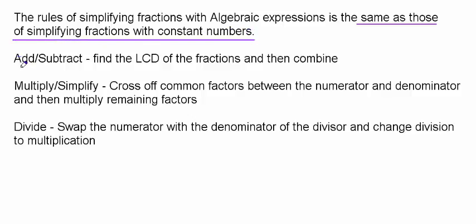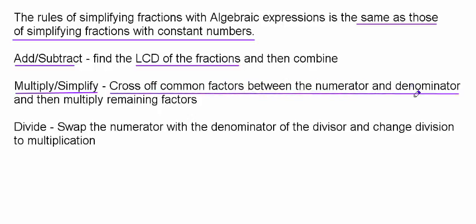To add or subtract, you find the LCD, or the least common denominator, of the fractions, and then just combine them in the end when you have all of them on the same common denominator, just like you would do with normal numbers. To multiply or simplify fractions with algebraic expressions, cross off common factors between the numerator and the denominator, just as you would do with numbers, and then multiply the remaining factors.